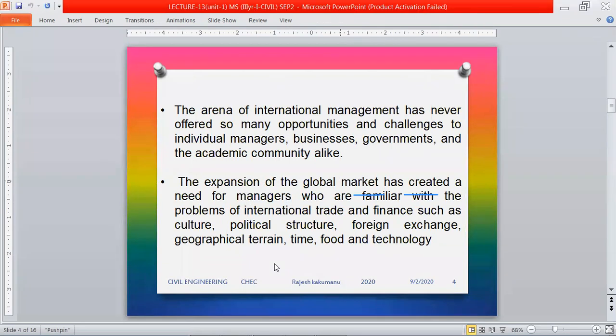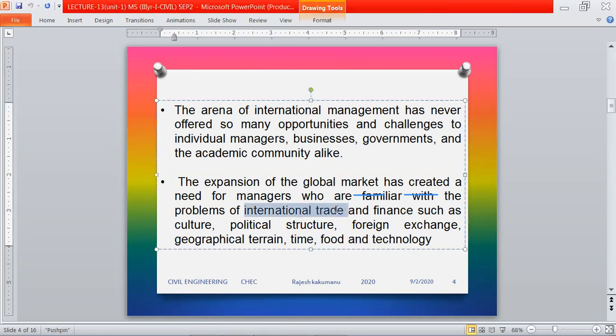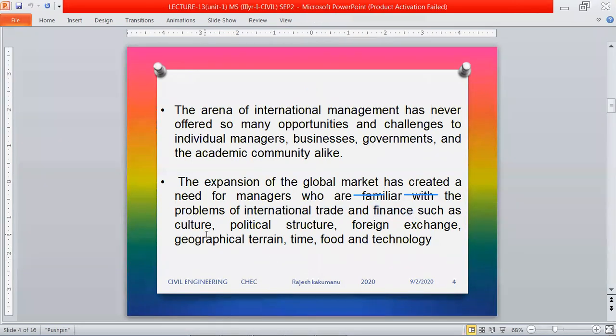How should the managers be? The managers should have sufficient skills towards the increase of the organization's goal, and be familiar with the problems of international trade. How international trade happens, how the financial transactions are happening, such as the culture, the political structure, the foreign exchange, geographical terrain, time, food and technology.